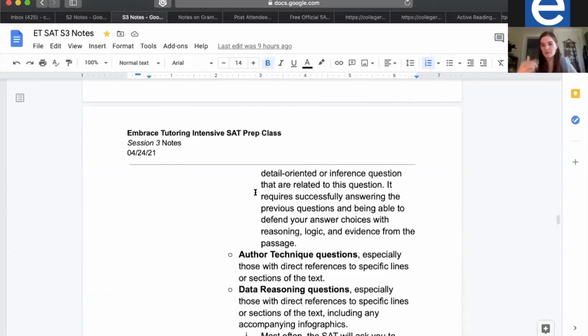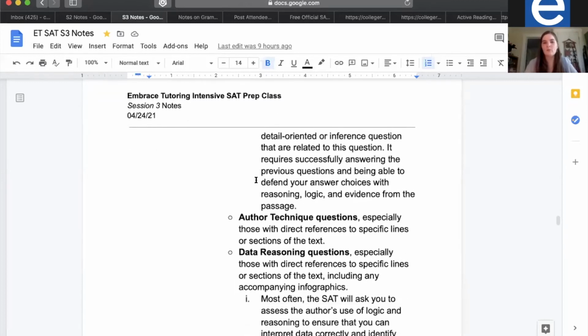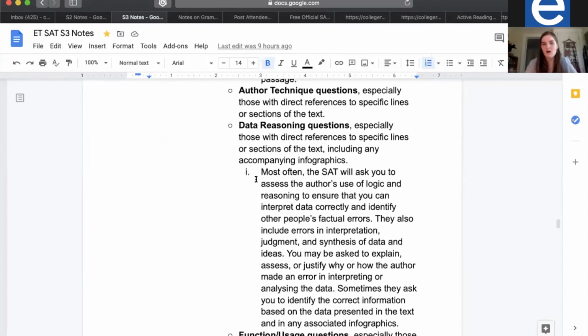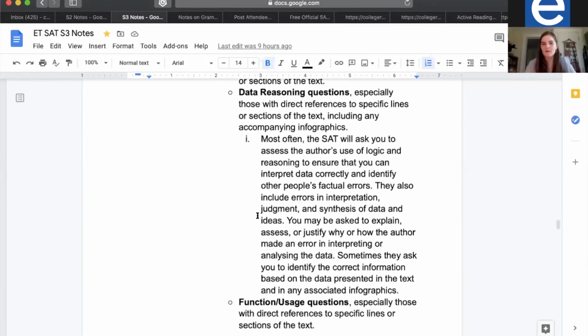So they're going to be based on your answers to previous questions, your response, okay? So we're gonna walk through and I'm gonna show you some of those, and they're pretty easy to identify based on their wording, okay? It requires successfully answering previous questions and being able to defend your answer choices with reasoning, logic, and evidence from the passage, okay? It's pretty straightforward. Author technique questions. So those are dealing with things like tone, like for instance, how the author is using tone, or explaining, rationalizing why they're making a particular choice, okay?